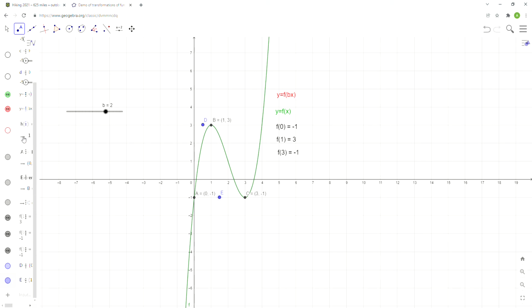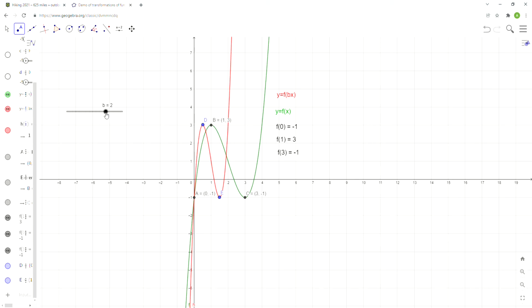So let's have a look. We'll switch this function on so you can see it. And you can see that what's actually happened is that the curve has been squashed. It's half the width that it was before. This minimum turning point is half the distance from the y-axis that it was before. This one is half the distance from the y-axis.